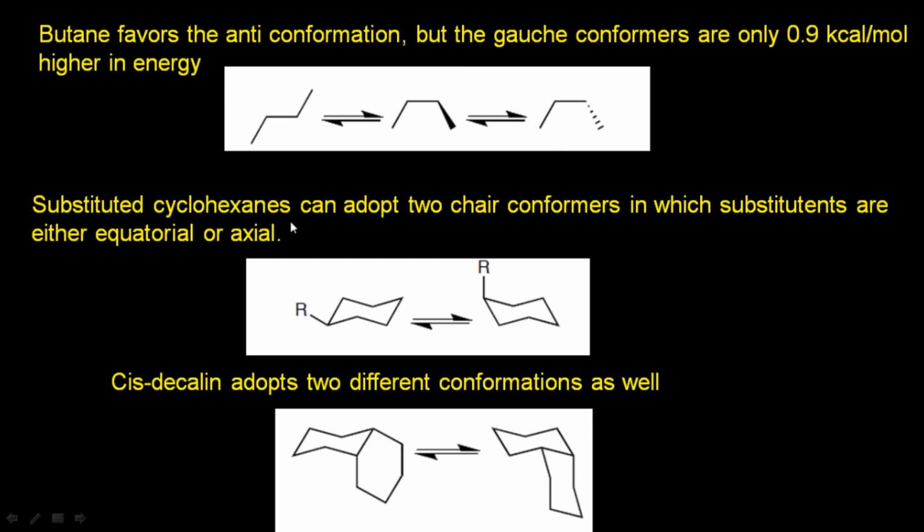Look at substituted cyclohexanes. This is a substituted cyclohexane, and the cyclohexane can, as you know, take chair conformation or boat and all that. Substituents are either equatorial or they are axial. So, they can be like this or like this. Look at cis decalin, as the name goes, 10. So, we have 1, 2, 3, 4, 5, 6, 7, 8, 9, 10. So, you have one closed ring, another closed ring. So, it can take 2 different conformations, like this and like this.